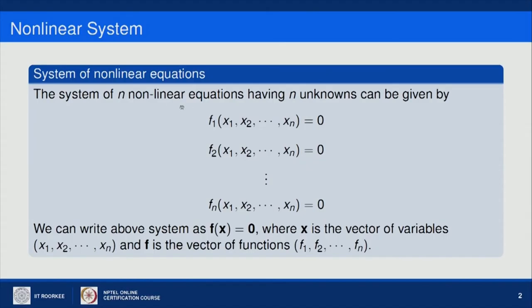Consider a system of n nonlinear equations having n unknowns, written as f1 of x1, x2, ..., xn equals 0, f2, again a nonlinear equation in x1, x2, ..., xn, equals 0, and so on, and finally the nth equation is fn in x1, x2, ..., xn equals 0. So here you can see we have n equations, each one denoted by f1, f2 up to fn, and each one has n unknown variables x1, x2 up to xn.